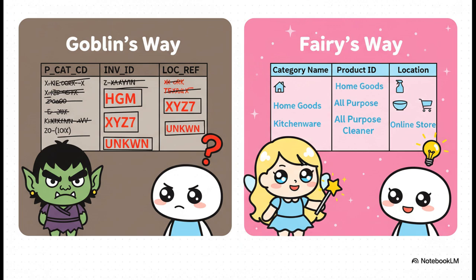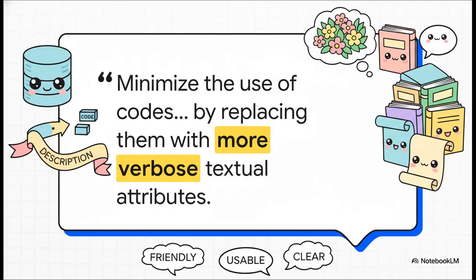But on the right, the Fairy's Way. We have these beautiful clear columns like category name and readable text. Now the data is speaking our language, which makes it instantly useful. So much better. Let's make it official with our third rule card. Always swap those cryptic codes for clear textual descriptions. Our dimension tables should be full of lush, verbose, business-friendly attributes. The whole goal of the data warehouse is to be understood, and this is such a key step.